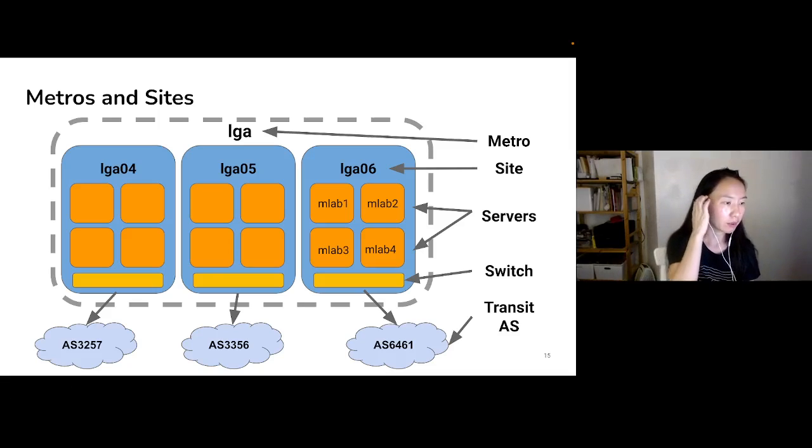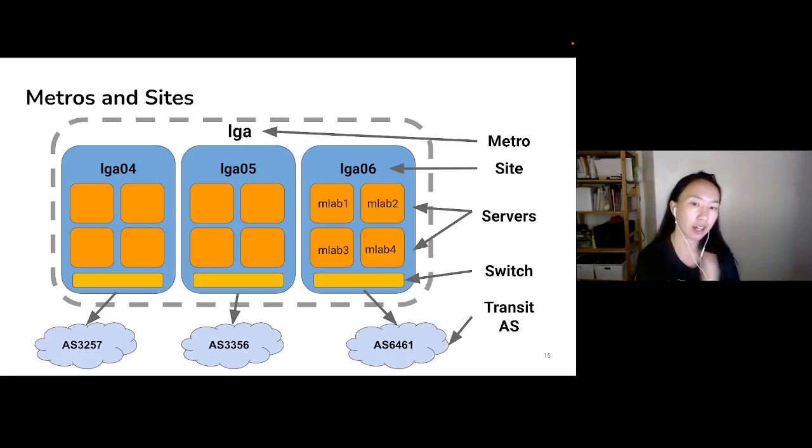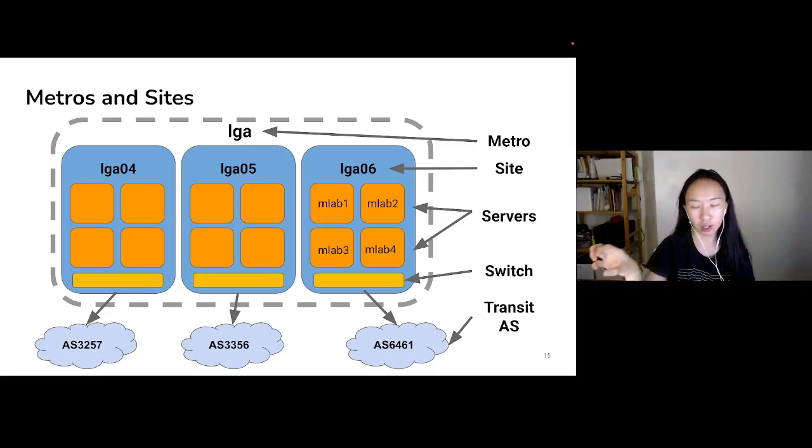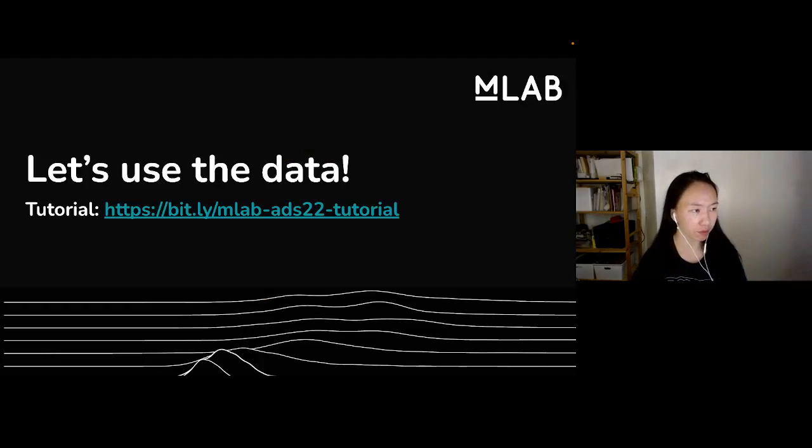And this is getting a little bit into the specifics, but this diagram illustrates how in each metro or city we break down the placement of our servers. Within every metro, there are different sites, and within those sites there are servers. Again, these are in the weeds of the specifics, but can be useful if you're trying to describe what exactly it is you're measuring.